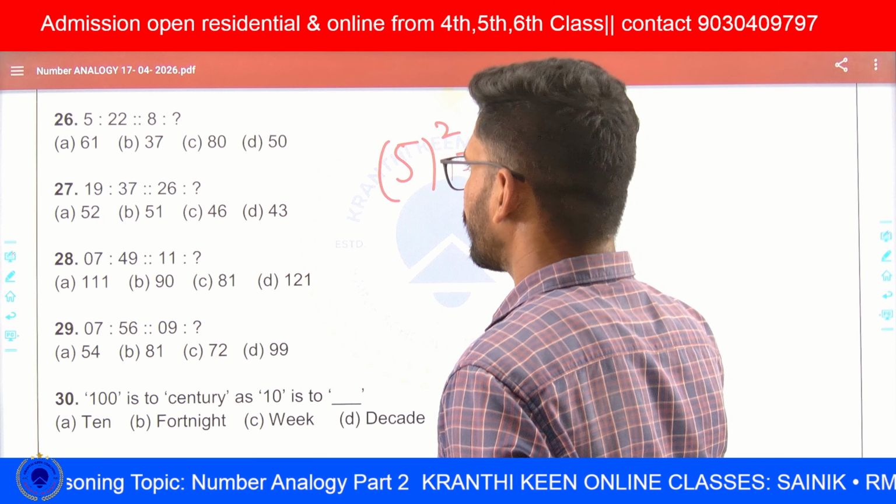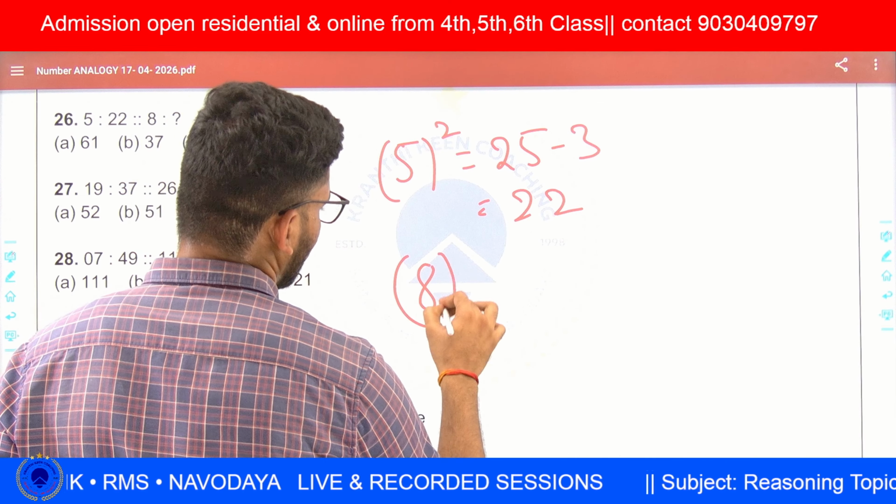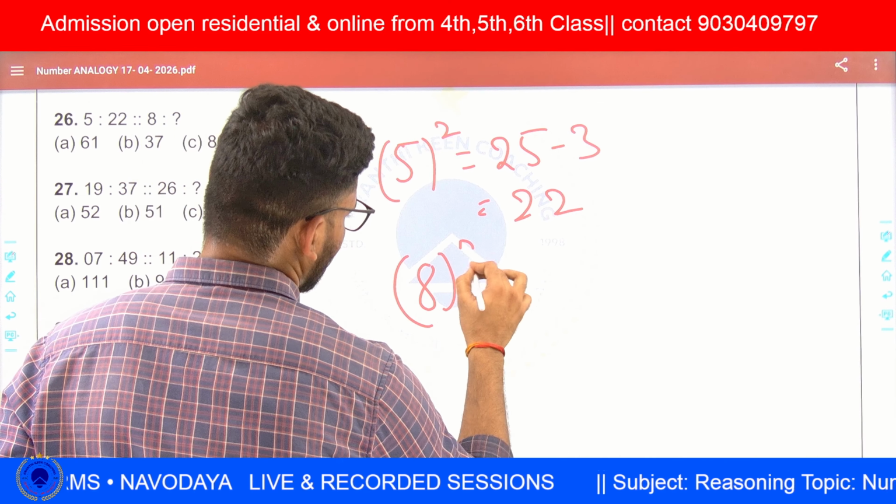So we found the relationship of how 5 is related to 22. The same thing with 8. 8 square is nothing but how much? 8 square is nothing but 64. 64 minus 3 is how much? 61. So you understood, we squared the number and subtracted 3, that is 61. Where is the option? In option A.